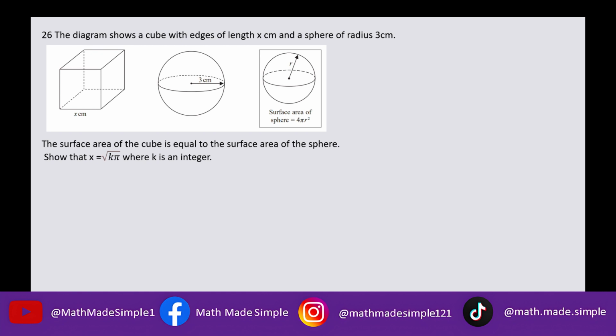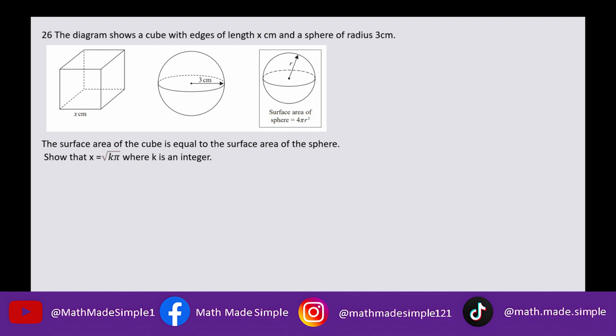The diagram shows a cube with the edges of length x and a sphere of radius 3 centimeters. The surface area of the cube is equal to the surface area of the sphere. Show that x equals the square root of k pi, where k is an integer.